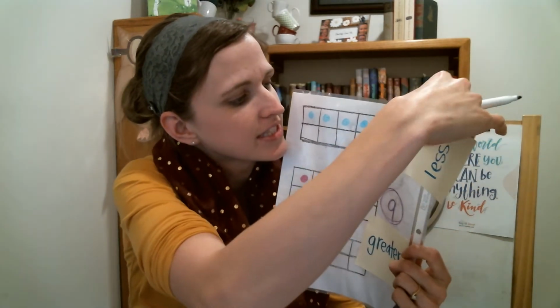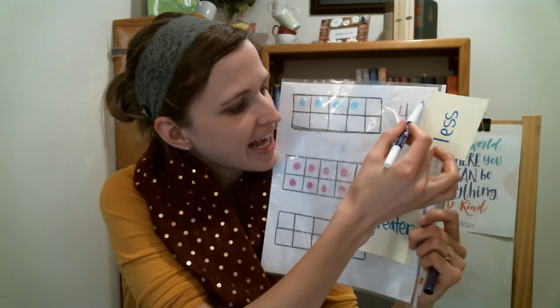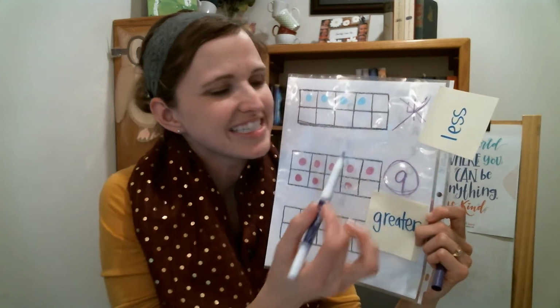Let's stick this off to the side. The 4 is less. To show that, I'm going to put an X through it. Show that it is less.